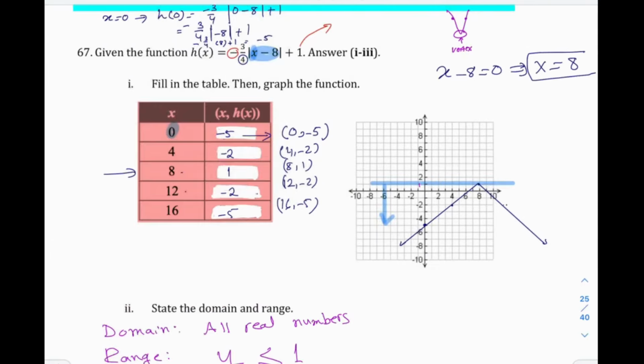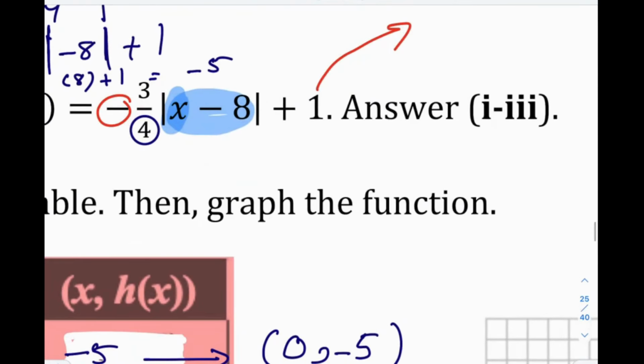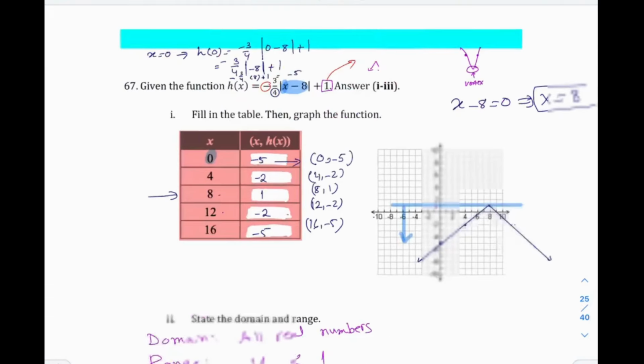Now, can I do it mentally? Yes, I can. Here, there is a minus. So I expect that it's looking down. And it will be maximum, not a minimum. And this is our maximum. So directly, without even graphing, you can say y less than or equal to 1.